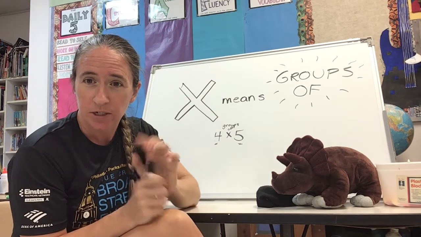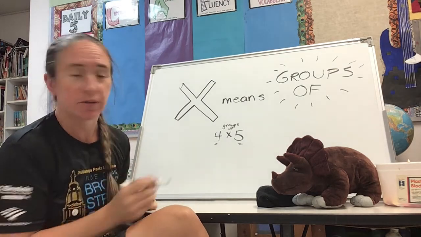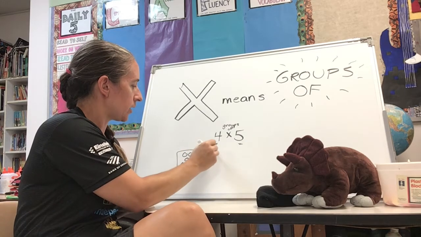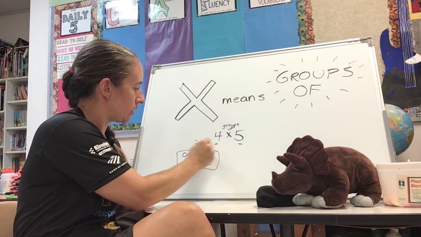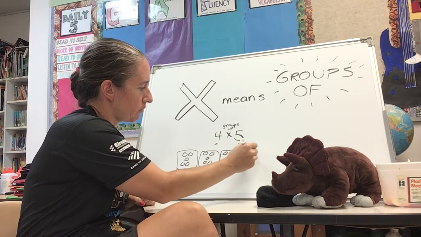Let me show you the 3 different ways you could do it before we try something on our math page. So, I could have drawn 4 groups of 5. 1, 2, 3, 4, 5. There's one group. 1, 2, 3, 4, 5. 1, 2, 3, 4, 5. 1, 2, 3, 4, 5.